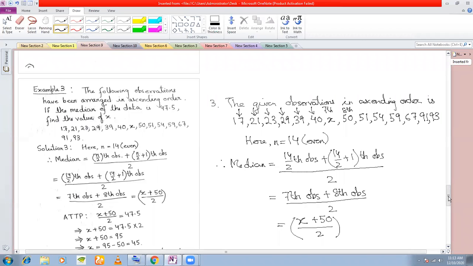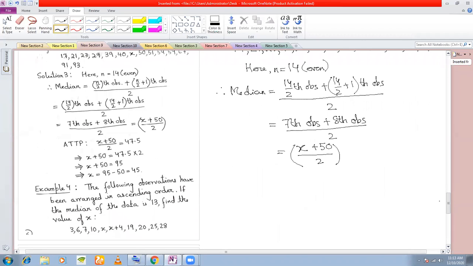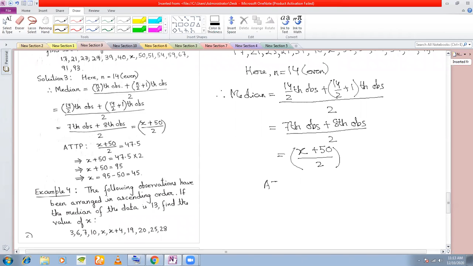But what is the median given here? The median is given to be 47.5. So according to this problem, x plus 50 by 2 must be equal to 47.5. Then you solve this simple equation. 47.5 into 2 is 95, and therefore x is 95 minus 50, which is 45. So the unknown observation is 45.